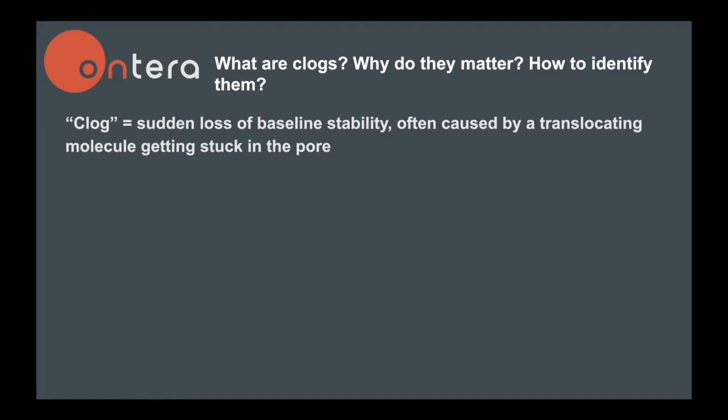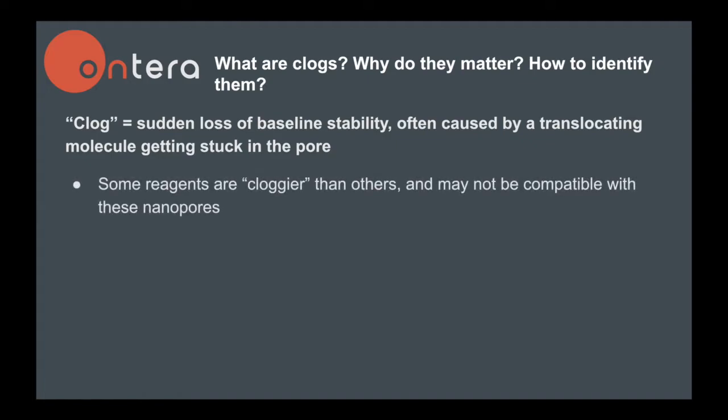Unstable baselines can have other causes, but clog is a catch-all term that we use to describe a sudden change in baseline stability. It is important to note that some reagents may cause severe clogging problems. If you notice that your pore consistently clogs with a certain reagent, it may be best to examine what in that sample could be contributing to clogging issues.